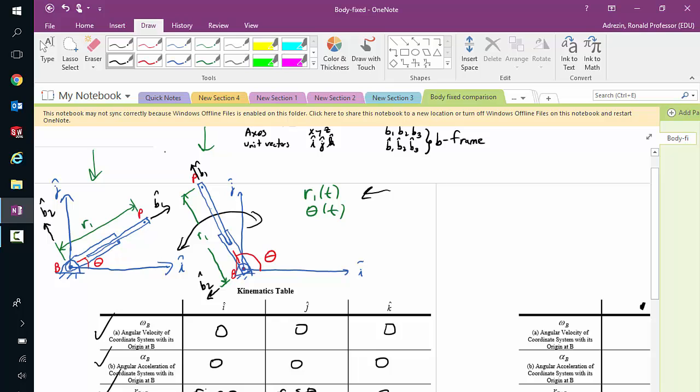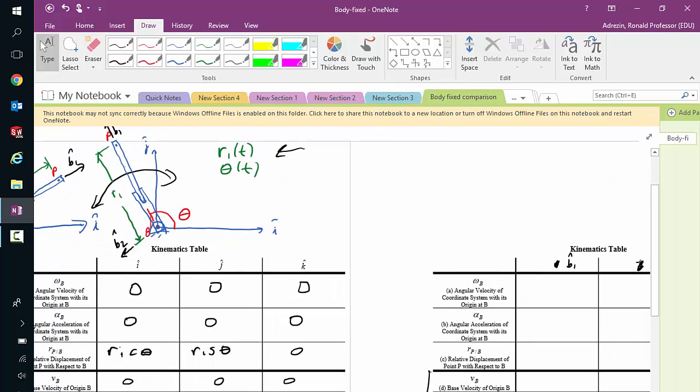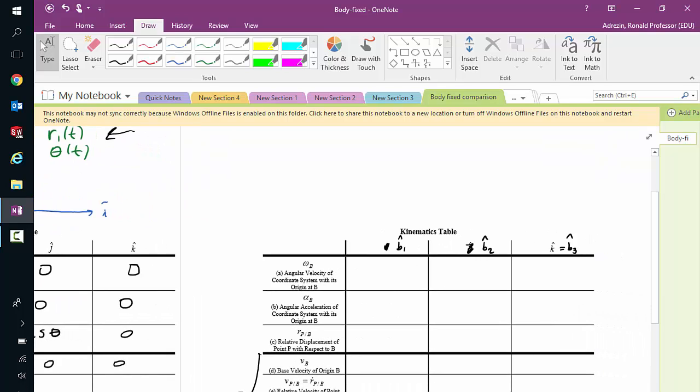Depending which way it moves, it spins with the link. What axis does it spin around? It spins about K, or the B3 axis, the one coming out of the page. So it doesn't spin around B1, it doesn't spin around B2, it spins around B3.